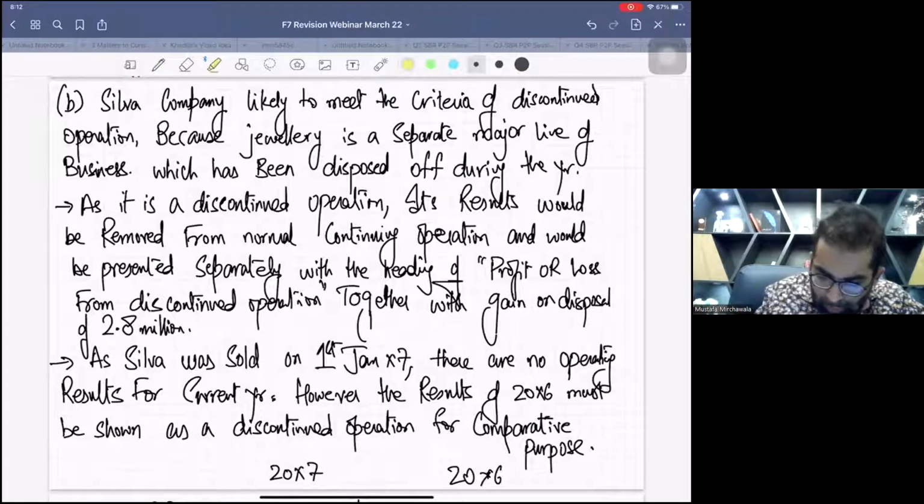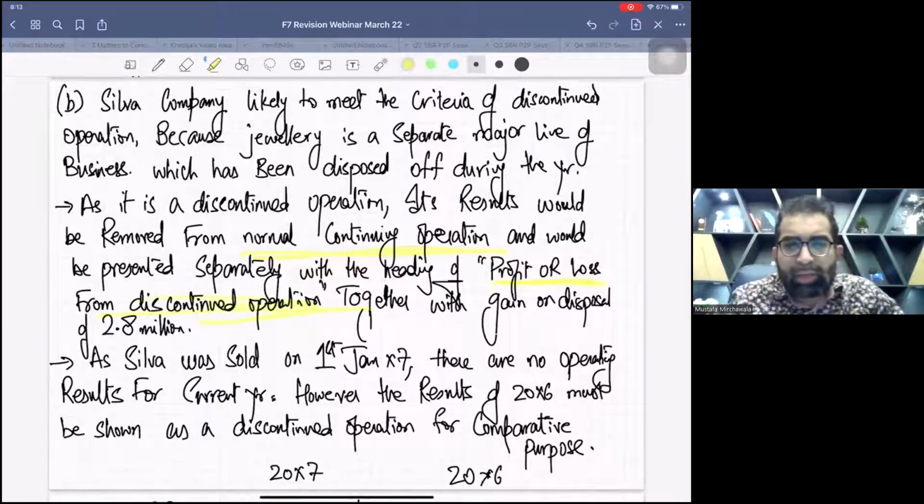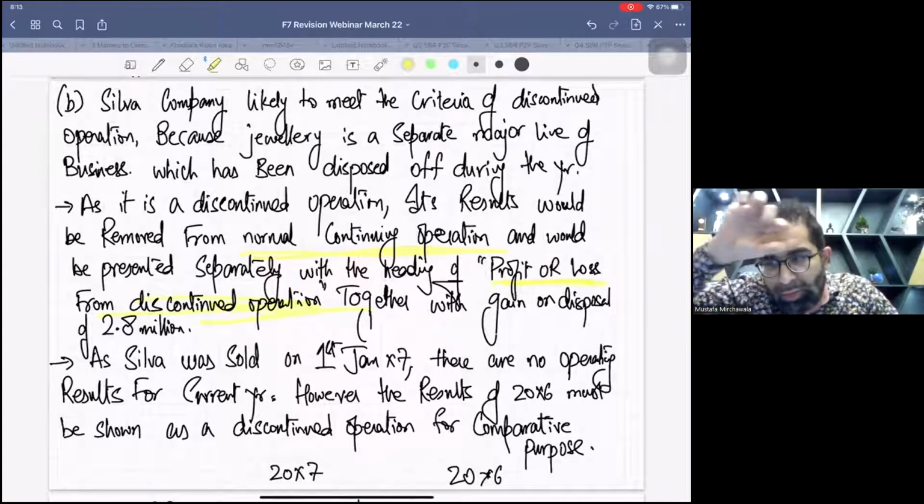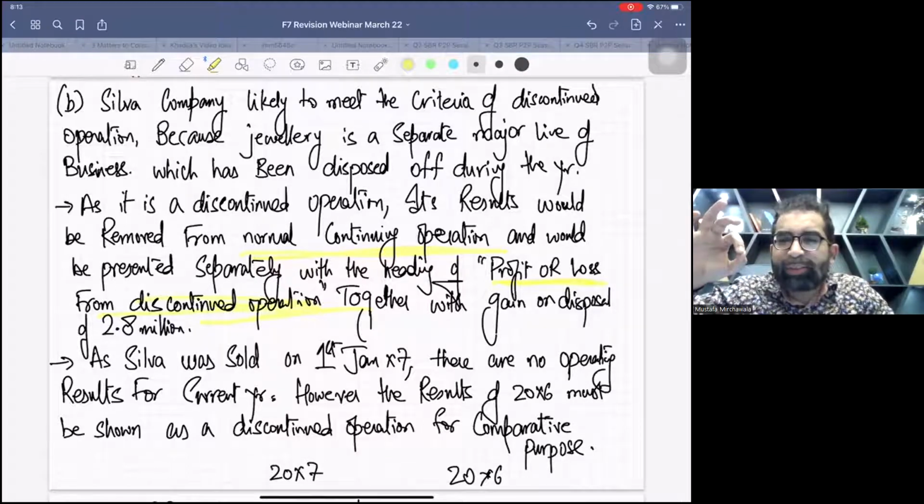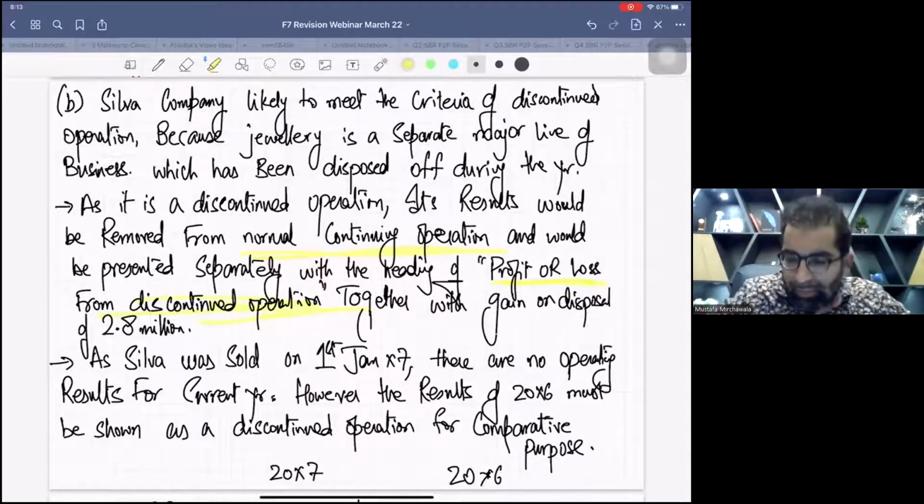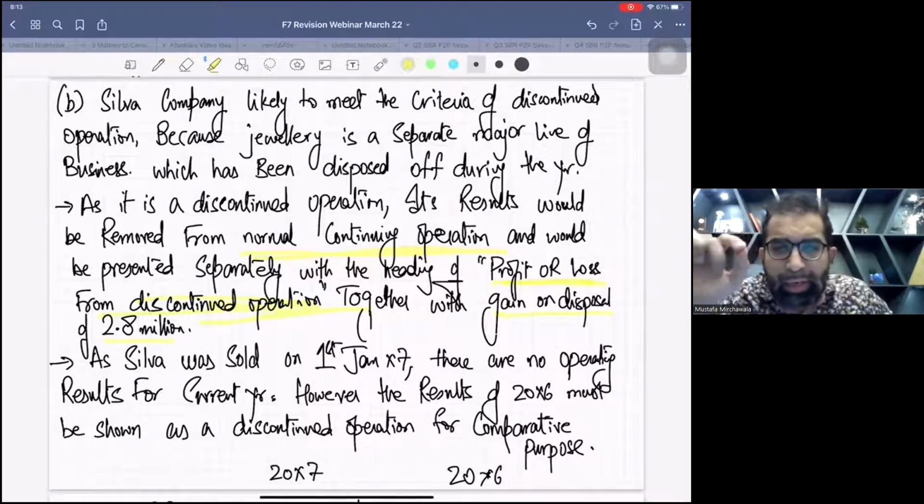Removed from normal continuing operation and would be presented separately with the heading of profit or loss from discontinued operation. I hope you remember this, the separate line on the face of the income statement, profit or loss from discontinued operation, together with the gain on disposal of 2.8 million. Yes, this 2.8 million will be reported separately.